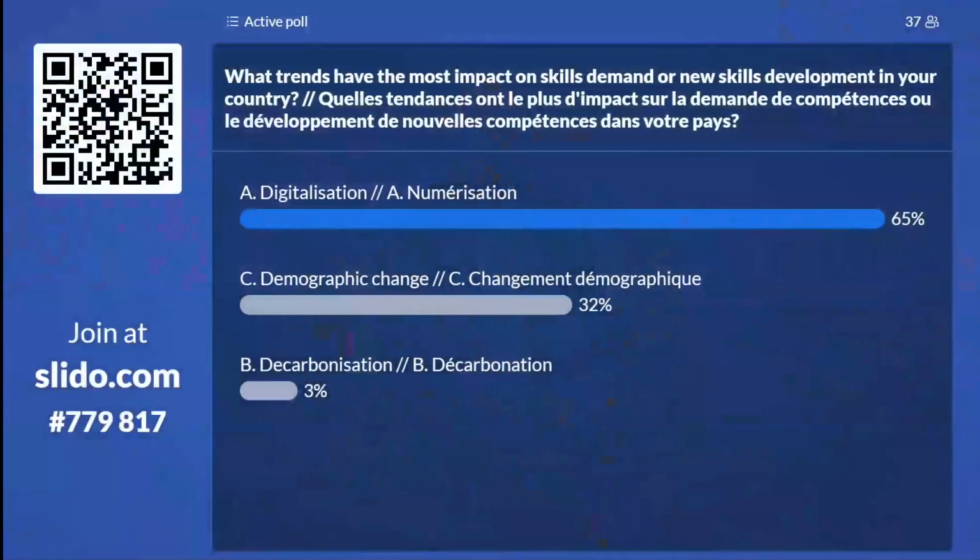All right, let's have a look at the Slido answers, the results of the poll. Okay, it's digitalization, demographic change also, and decarbonization, yes, that's the latter 3%. All right, I'm pretty sure that this is also a topic that we will further discuss within the WWC network, probably also in combination with the topic of skilling and upskilling.